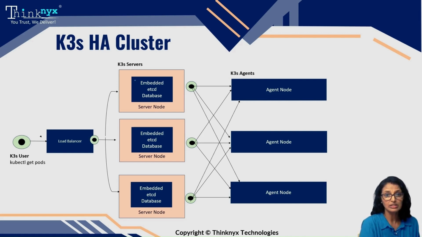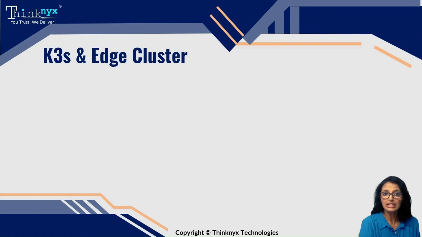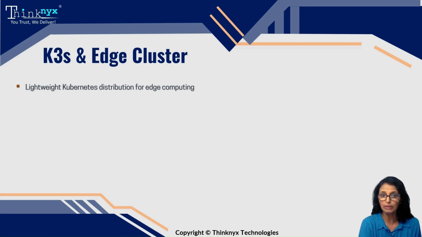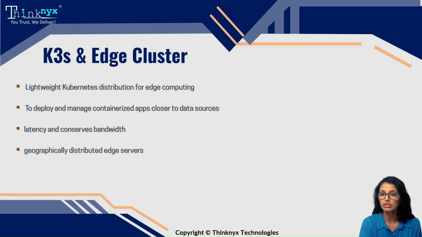Now let's discuss K3s and edge clusters. K3s is a lightweight Kubernetes distribution designed for edge computing. It enables the deployment and management of containerized applications closer to data sources, reducing latency and conserving bandwidth. Edge clusters consist of geographically distributed edge devices or servers, benefiting from K3s' streamlined architecture, reduced resource requirements, and support for ARM64 and ARMv7 architectures.